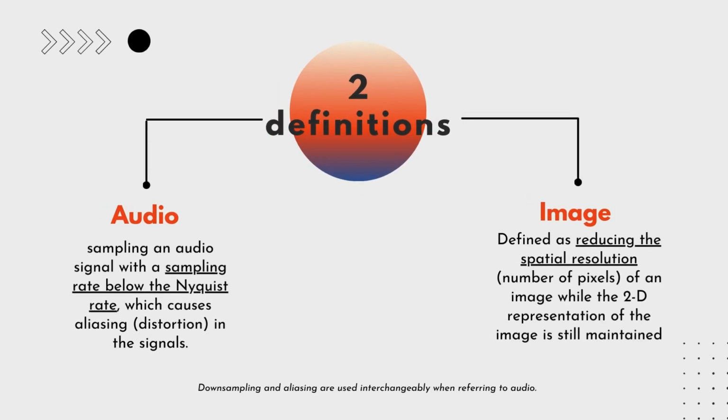There are two main definitions for downsampling, which are image downsampling and audio downsampling. Image downsampling reduces the spatial resolution, number of pixels, of an image while maintaining its 2D representation. Audio downsampling samples an audio signal below the Nyquist rate, causing aliasing or distortion in the signals.